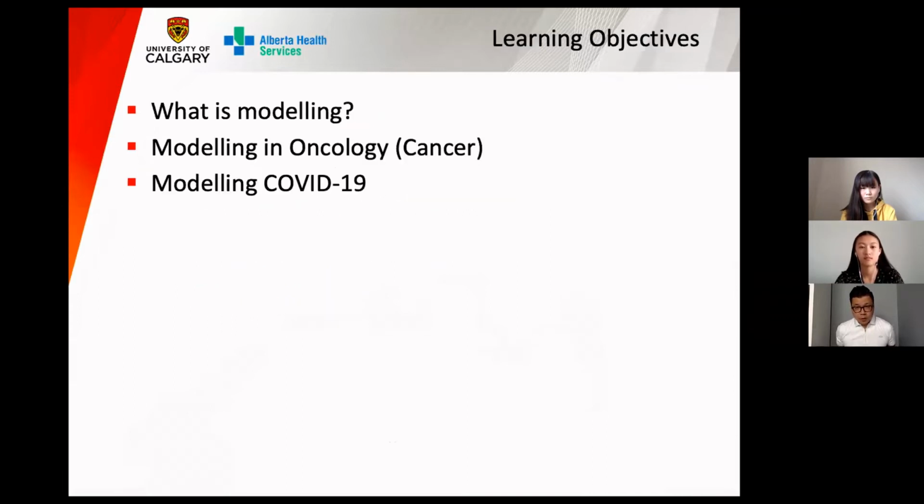So the hope is that today I can talk a little bit about what is modeling and my interpretation of mathematical modeling and its application in medicine, particularly in cancer care, just because I'm an oncologist. And then we thought it'd be interesting to understand modeling and its use in the current day context with the global pandemic of COVID-19 and using some local data from Alberta Health and Alberta Health Services as well.